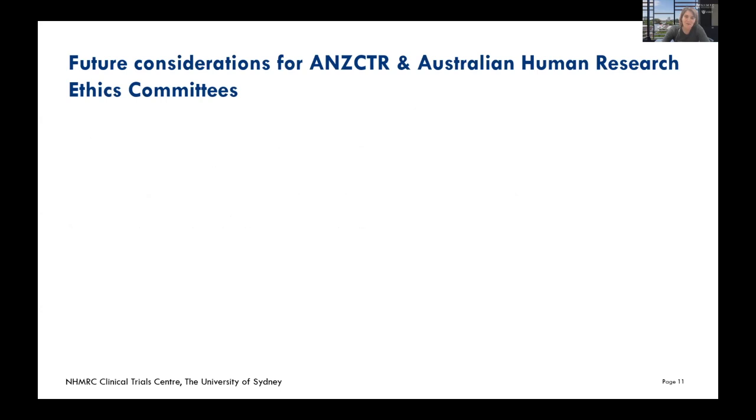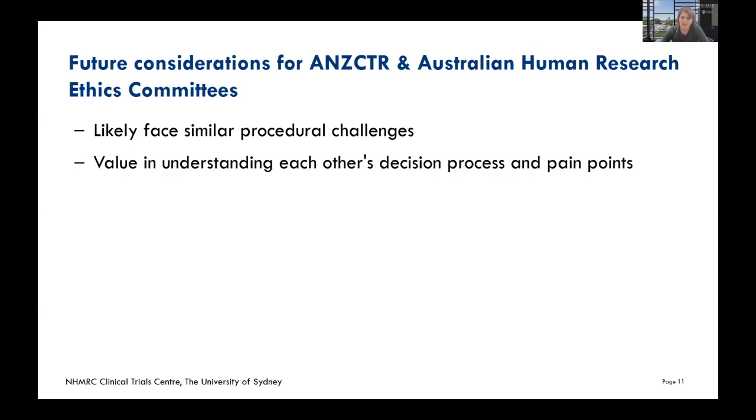So what do we think this means for both the registry and the Human Research Ethics Committees? Well, we have a few ideas or observations. We think both groups probably experience similar procedural challenges when approving or facilitating the registration of adaptive trials. And we think that there would be value in better understanding each other's decision processes and the pain points on whether to ask for one or multiple applications or registrations.